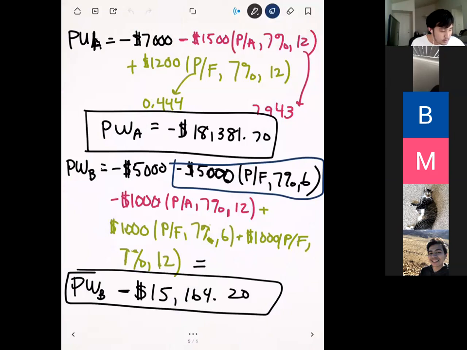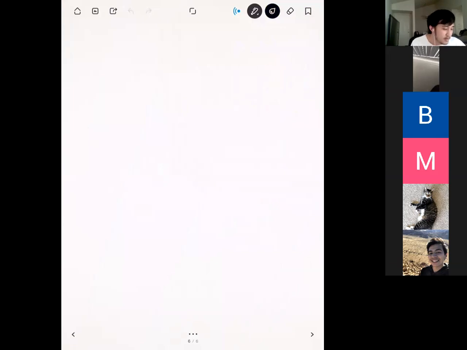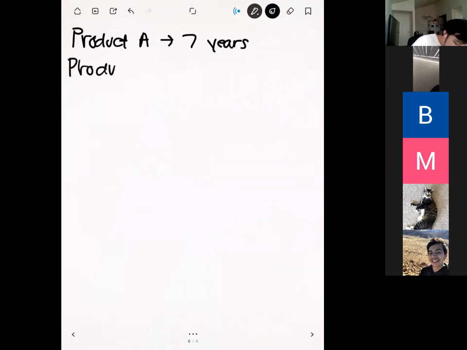All right. Any more questions on this? Okay, so that's the least common multiple technique. If your numbers are convenient like that, then that works well. But what happens if you have two products whose lives are very different from each other and the least common multiple is really high? Let's say we're comparing two products. Product A lasts for 7 years, and then we have product B. Product B lasts for 13 years.